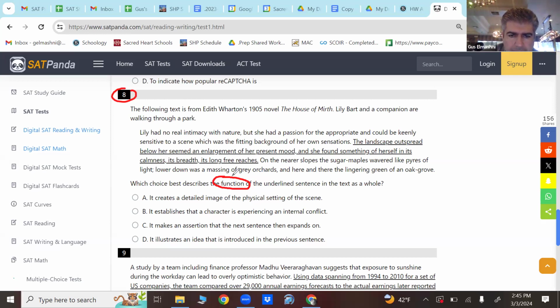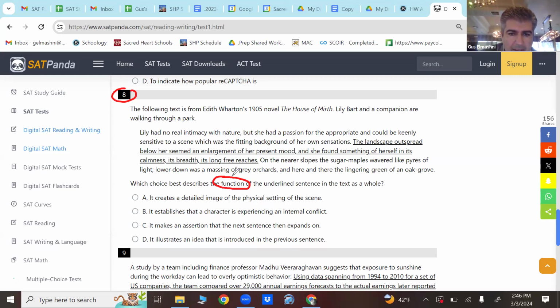Yeah, it's a little tricky. Okay, I can see why you guys are stuck. So let's look at C, for example. It says she could be keenly sensitive to a scene, which is the fitting background of her own sensation of how she feels. And then it gives an example of that, right?